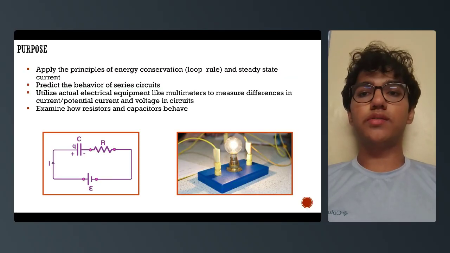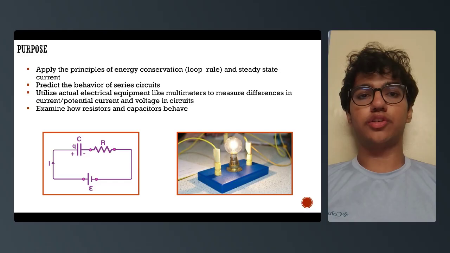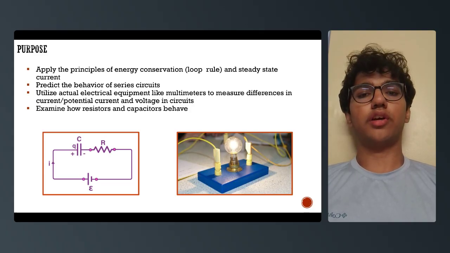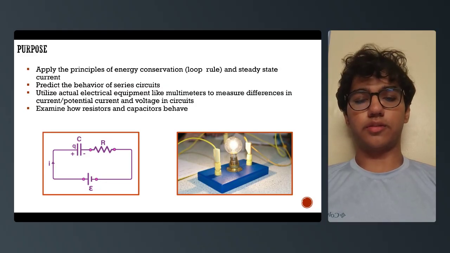The aim or purpose of this lab was to apply the principles of energy conservation, or the loop rule, and steady state current to predict the behavior of series circuits, and to utilize actual electrical equipment like multimeters to measure differences in current and voltage in circuits, and also to examine how resistors and capacitors behave.